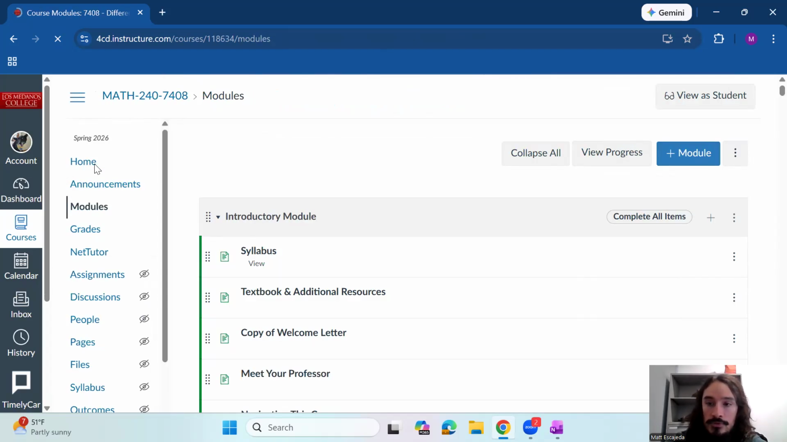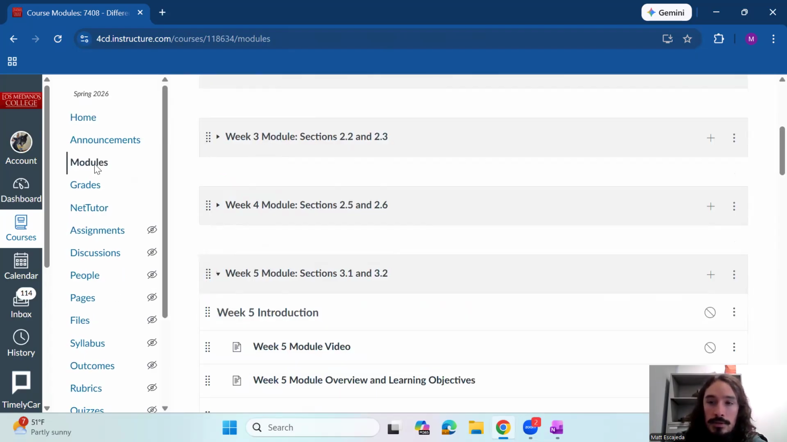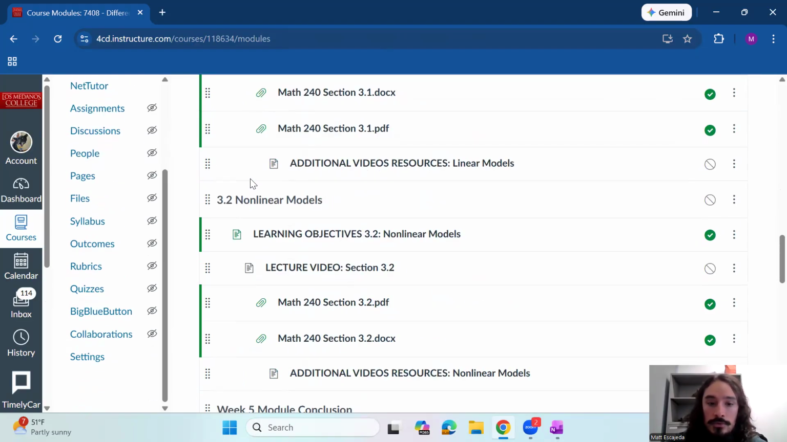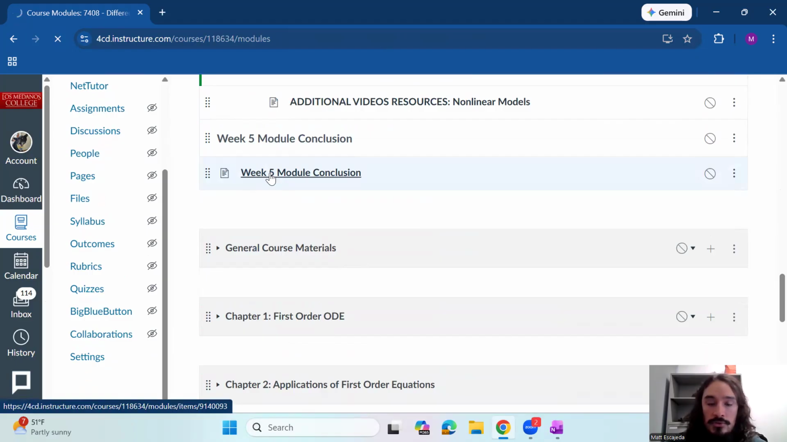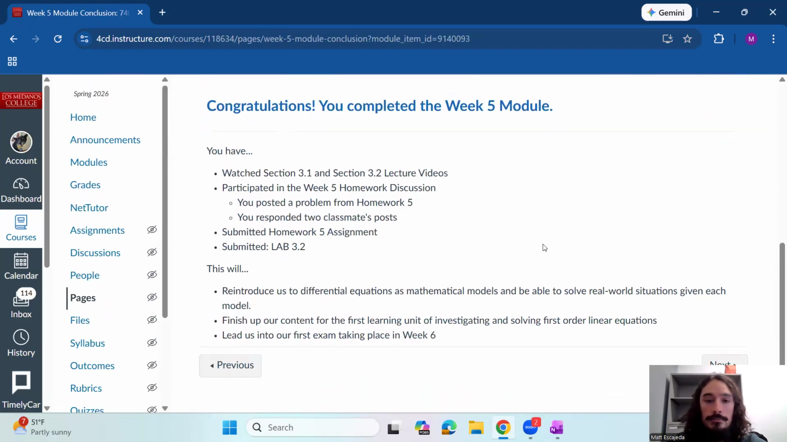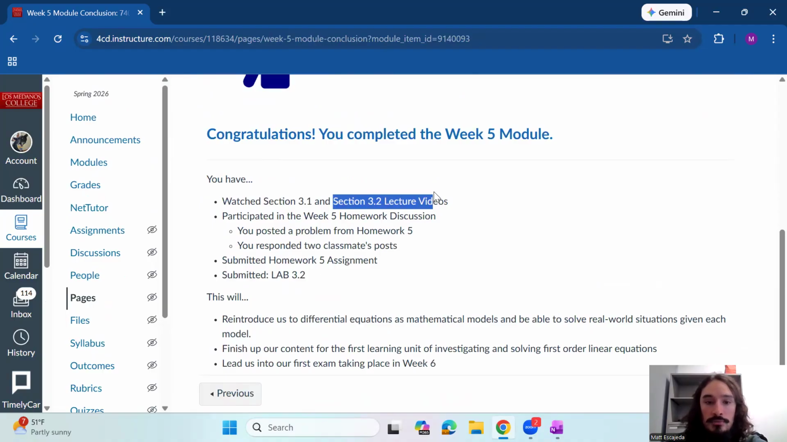Most of the content is 3.1. 3.2 is mainly the lab that you want to check out, okay? So, week 5 module conclusion. Hopefully just do all these things: watch lecture videos, discussion board, homework assignment, lab, and this will take us into our first exam, which is going to take place next week.